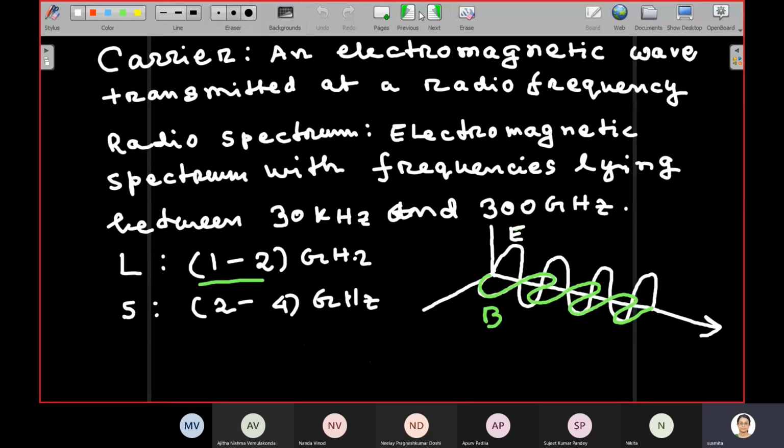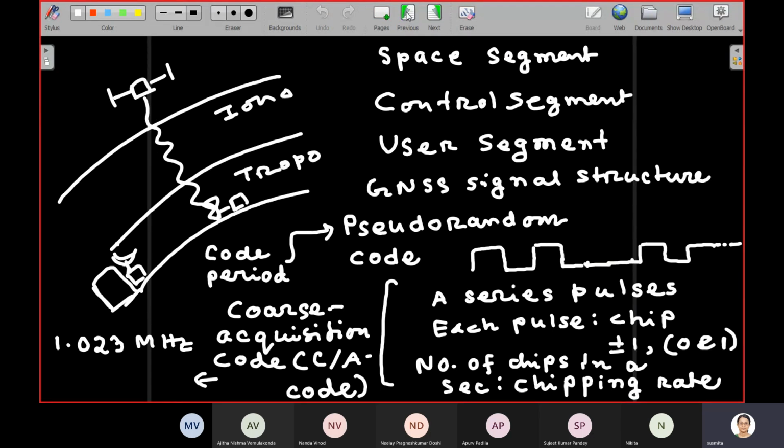Now, for about 95% of the distance from this satellite to the user, the signal travels in a vacuum.